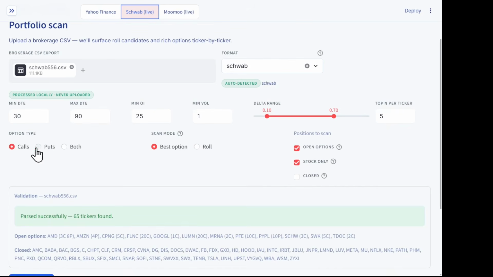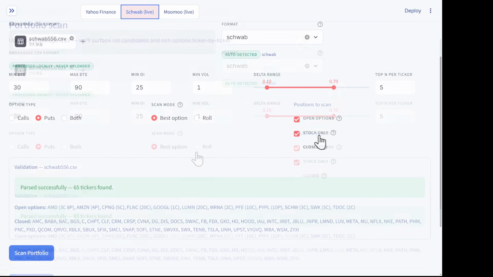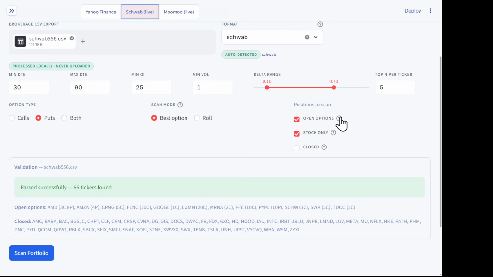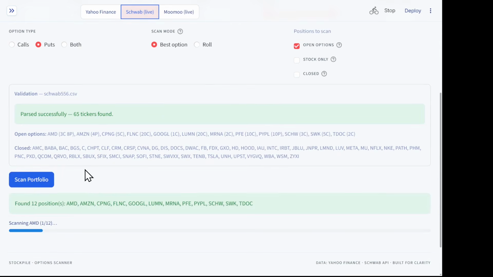Let's set the option type to puts. Then you want to set the scan mode. I'm going to choose best option. If we selected roll, it would also compute a net credit or debit for each open option. And then choose the positions to scan. Since this is such a big transaction log, I'm just going to do open options. But it could also include stocks without open options and even the closed positions in the log. And then dial in these usual filters however you like: DTE, OI and volume, delta range, and the number of candidates that you want to show. And then hit the scan portfolio button. And you'll see it's scanning through each one right now.